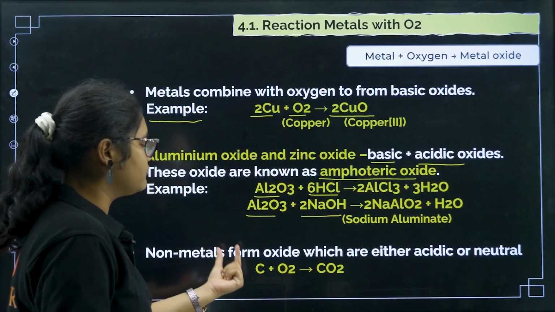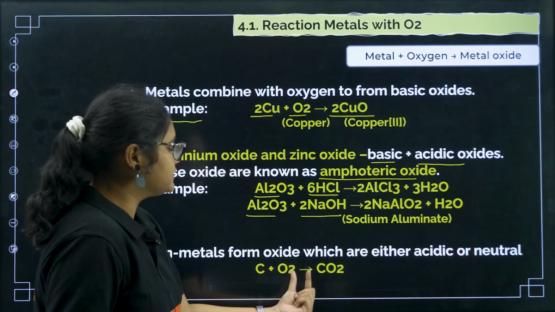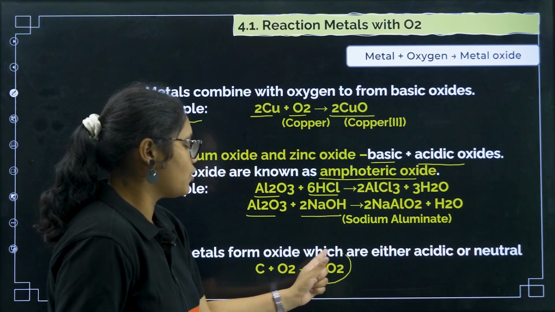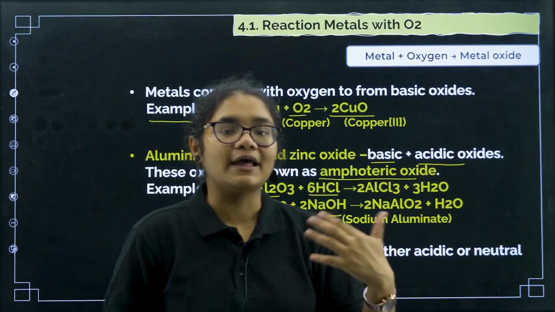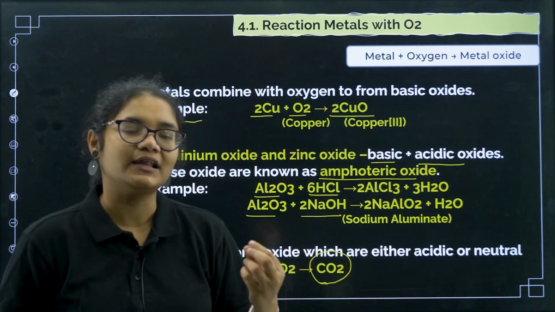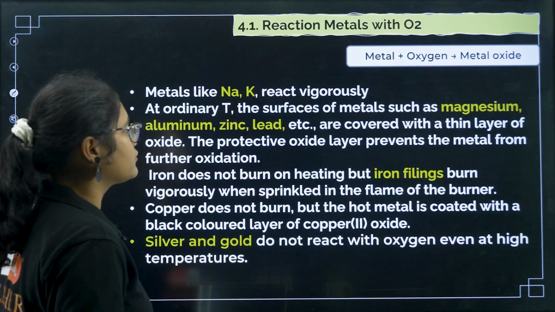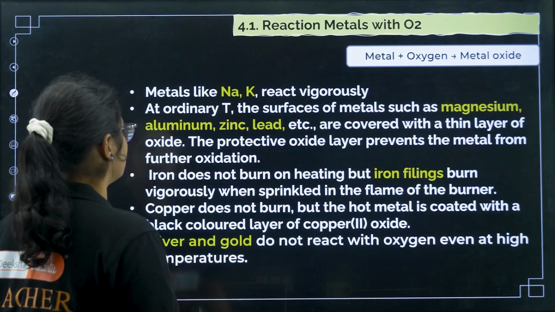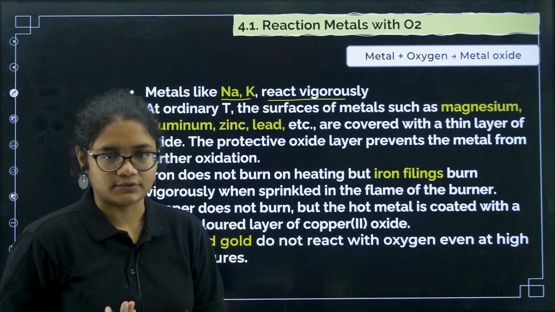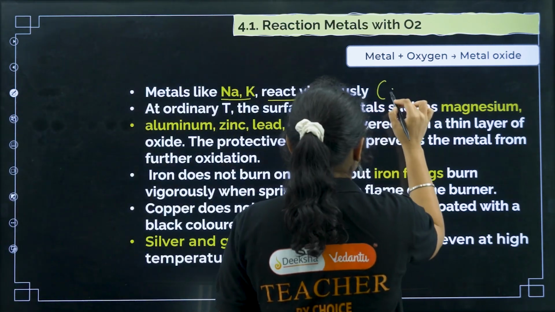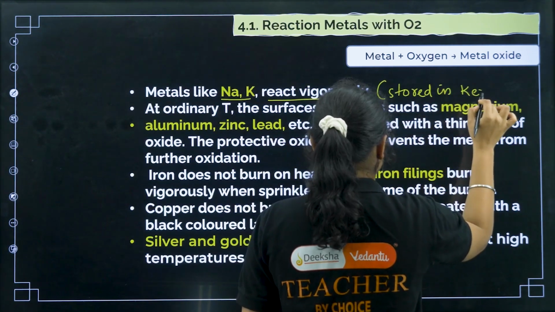Next, non-metals form oxides which are either acidic or neutral. So C plus O2 gives CO2. This is a non-metal oxide, and if you dissolve it in water it will form an acid, so it is an acidic solution. Next, some more about reactions with oxygen. Sodium and potassium react very vigorously with oxygen. That is why sodium and potassium are stored in kerosene, so that they can't catch fire.